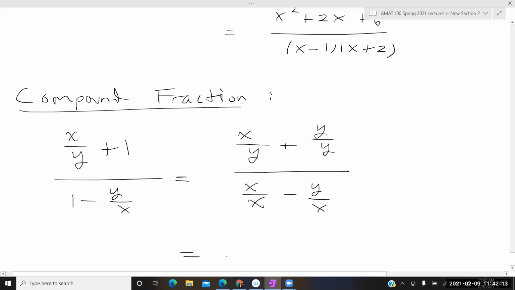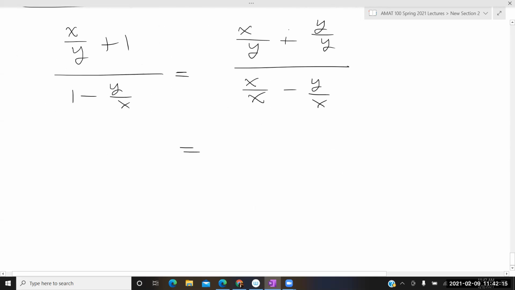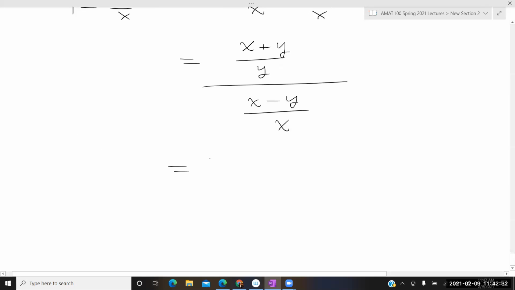And now we can simplify the numerator and denominator. So the numerator will be x plus y over y, and the denominator will be x minus y over x. Now this is the same thing as x plus y over y divided by x minus y over x.